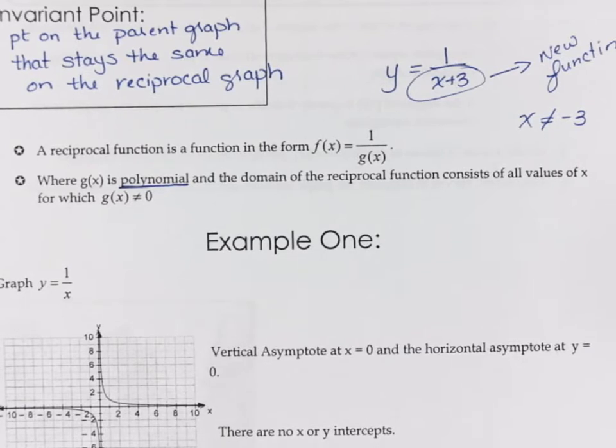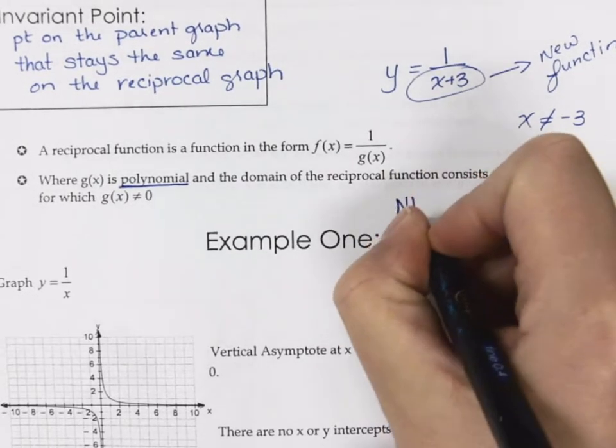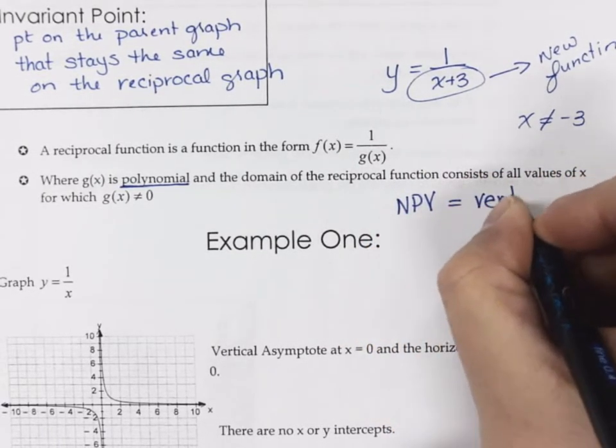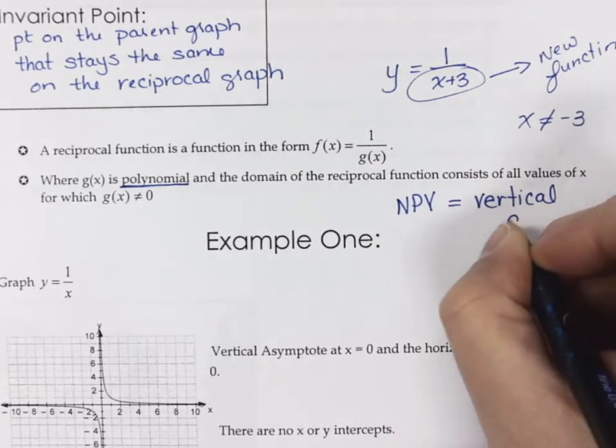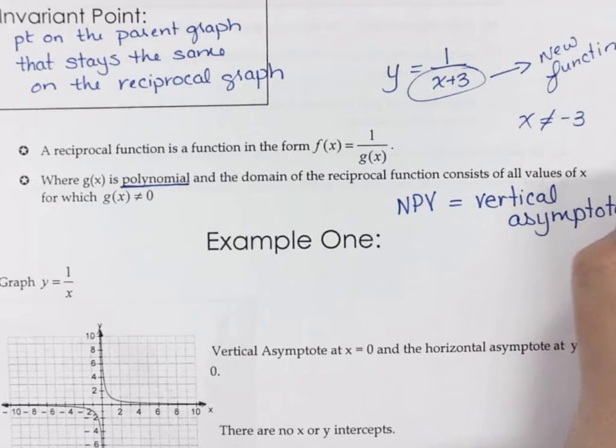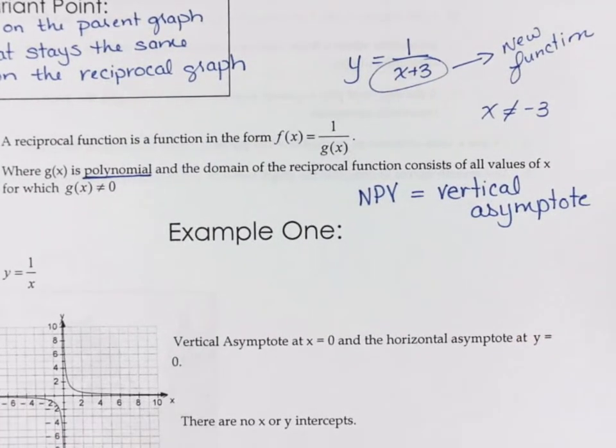It's that easy because you've done NPVs. You know why we do NPVs. Now we're just going to make this visual on a graph. So let's write a little note here. NPV equals vertical asymptote. And we're going to talk about how we draw asymptotes and stuff like that.